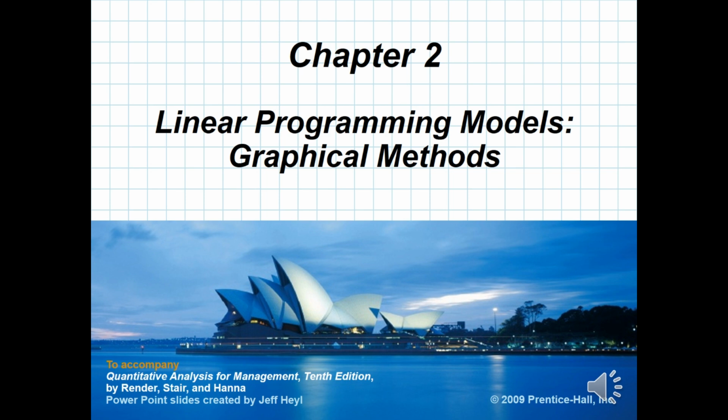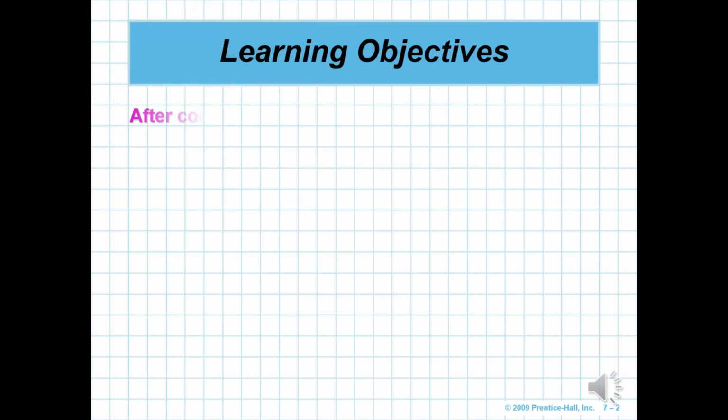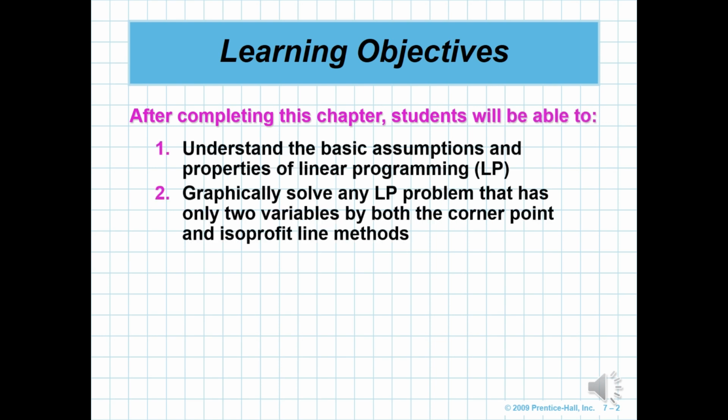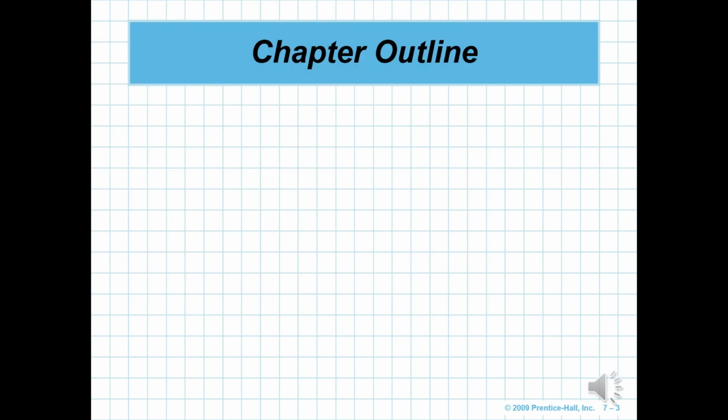Hi everyone, today you will learn about the linear programming model using the graphical method. Let's start with the learning objective of this chapter. Hopefully, students will be able to understand the basic assumptions and properties of linear programming, and graphically solve any LP problem that has only two variables by both the corner point and isoprofit line methods.